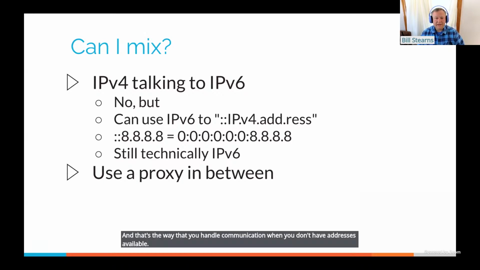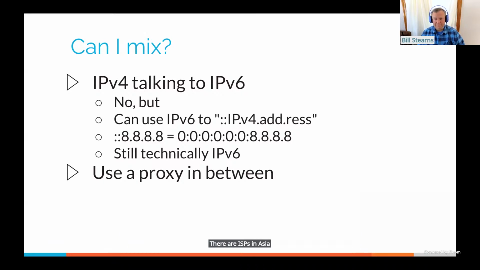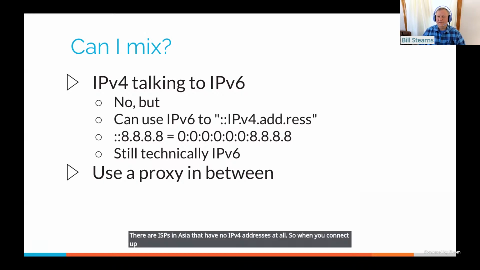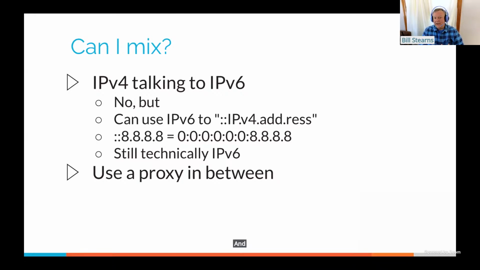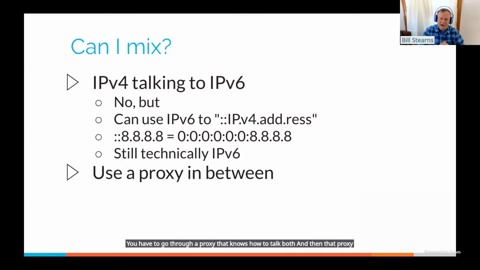There are ISPs in Asia that have no IPv4 addresses at all. So when you connect up with your device at home and you are using their services, you have an IPv6 address, but no IPv4 address at all. And that means if you're trying to reach an IPv4 machine, you have to go through a proxy that knows how to talk both. And then that proxy will send the traffic off in IPv4.